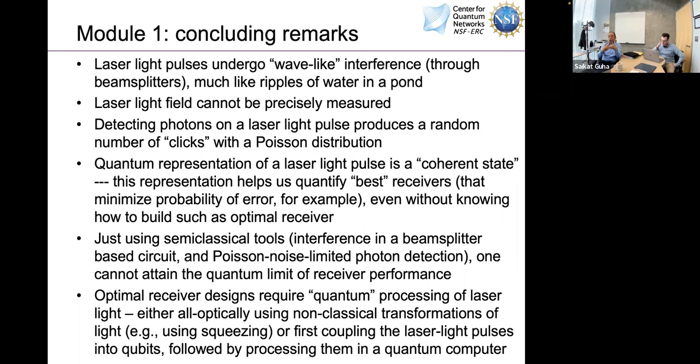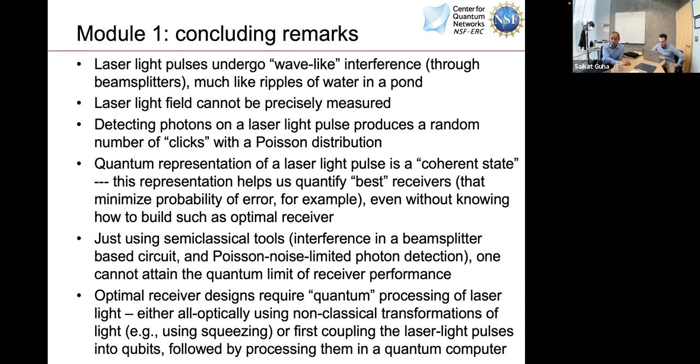But knowing what you are trying to detect, knowing what you're trying to do to that information-bearing light, you can be more clever about designing the receiver rather than just blindly detecting the light and then post-processing using whatever in the electronic domain. Detecting photons on a laser light pulse, or a coherent state, produces a random number of clicks with a Poisson distribution.